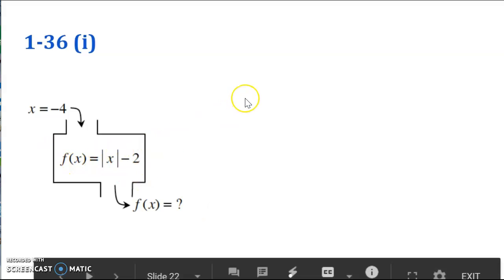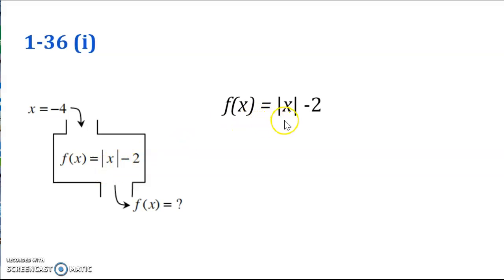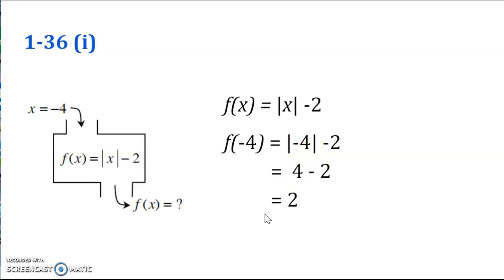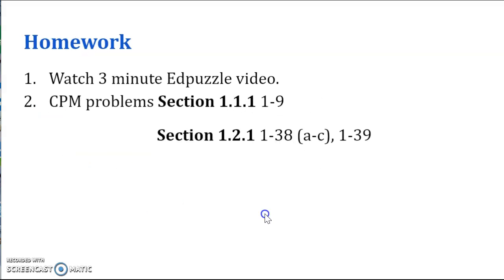The function f of x is defined as the absolute value of x minus 2 here. So I'm going to rewrite that. And we know the input is negative 4, so we are trying to find f of negative 4. That means I am substituting negative 4 wherever I see an x, and then evaluating. What is the absolute value of negative 4? It's just 4, right? And that's where the absolute value symbol goes away as well. So 4 minus 2 is simply 2. Great. So those were the questions that you should have solved.